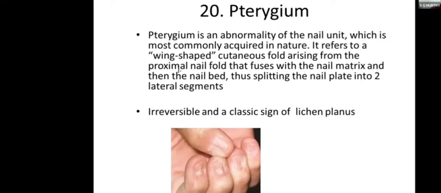Pterygium, usually known in the eyes, but here it is the skin that is being pulled along with the nail, and sometimes it splits the nail into two. So you have two nails with skin traveling in between them, the nail on either side. This is typical of lichen planus, and some trauma also. If the nail bed is hit by something and the damaged nail travels like that, you will have a pterygium also, and it's typical of lichen planus.